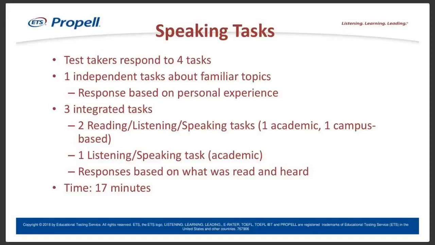Out of the 2, 1 will be from academic, and the other 1 will be campus-based. The third integrated task combines listening and speaking together. It will be from the academic area. The test taker will listen to a conversation or a lecture, around 45 seconds to 1 minute long, then take notes, and then speak. The responses should be based on what was read and heard.